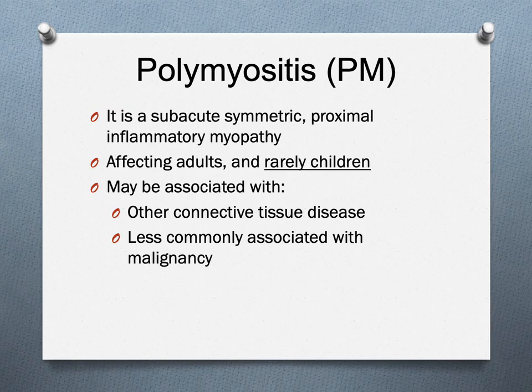Polymyositis is a subacute symmetric proximal inflammatory myopathy where muscle weakness usually worsens or progresses over several weeks to months. This is just like dermatomyositis without the characteristic rashes. This affects adults and is rarely seen in children. It may also be associated with other connective tissue diseases and is less commonly associated with malignancy.